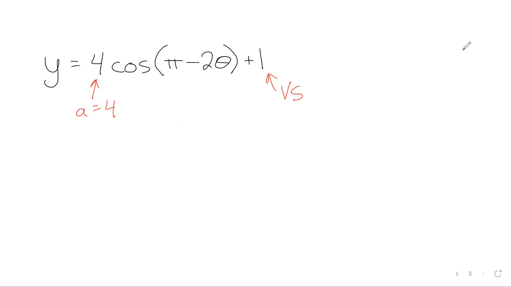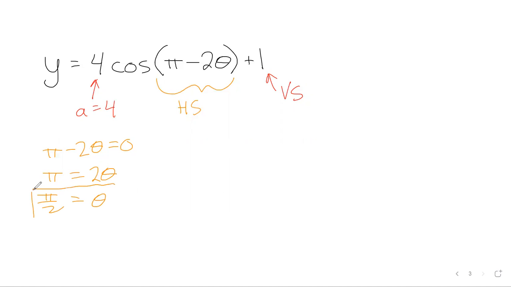We'll do horizontal shift. So pi minus 2 theta equals 0. This is easy enough. Pi equals 2 theta. So theta equals pi over 2. I just added 2 theta to both sides there. Okay, so that's our horizontal shift.